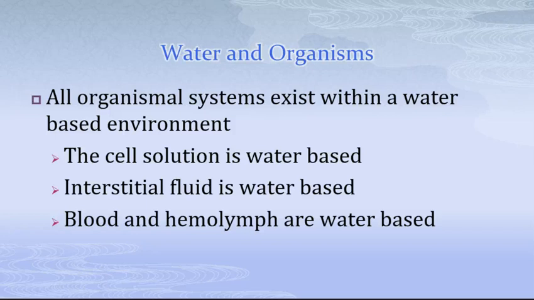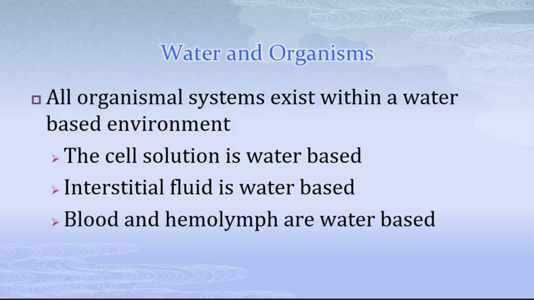water-based. I mean, the plasma membrane is hydrophobic, right? And so it makes this nice little membrane, but everything inside of that is water-based. Everything outside of that is water-based. So the interstitial fluid, which is the fluid in between cells, and then blood and hemolymph are water-based. Blood is in animals that have closed circulatory systems. Hemolymph is in animals that have open circulatory systems.